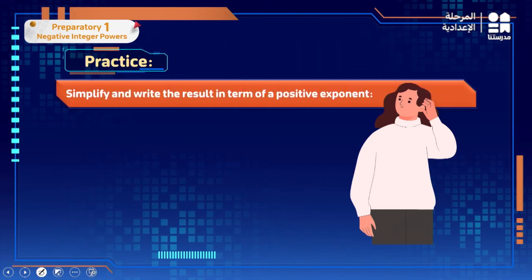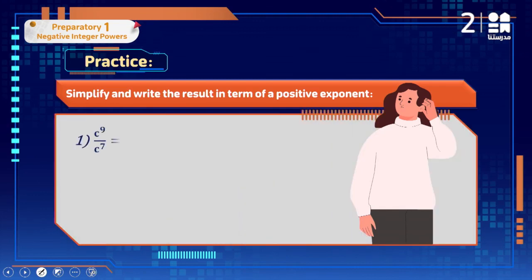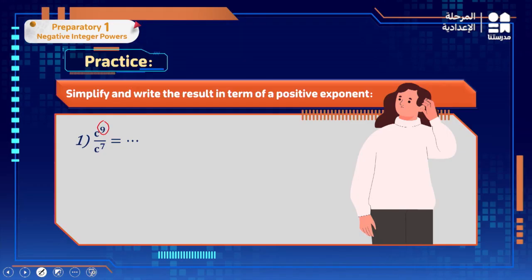Let's take one more. Simplify and write the result in the term of a positive exponent. Number 1, c to the power of 9 over c to the power of 7. As we said, we have to start from the top. So it becomes c to the power of 9 minus 7, which is 2, c squared.